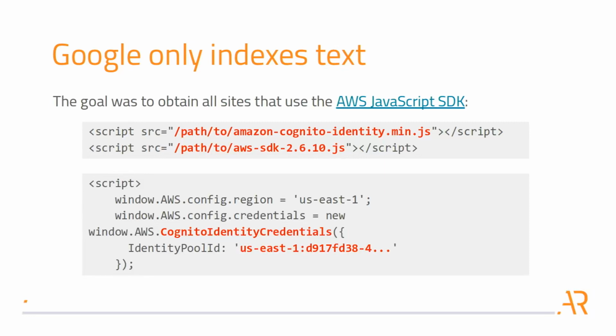The thing is that Google doesn't index the contents of script tags. And it will not index attributes like the ones that we see in the first part here that says Amazon Cognito identity.min.js. So if you search for that, you're not going to find sites that use it. You're going to find blog posts that mention how to create sites with Cognito.